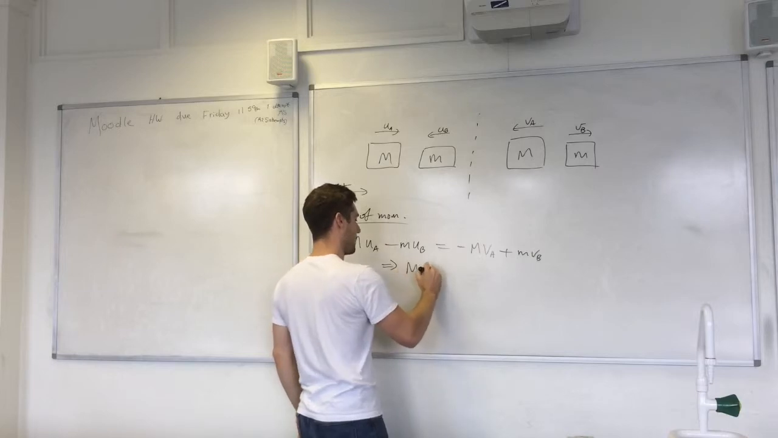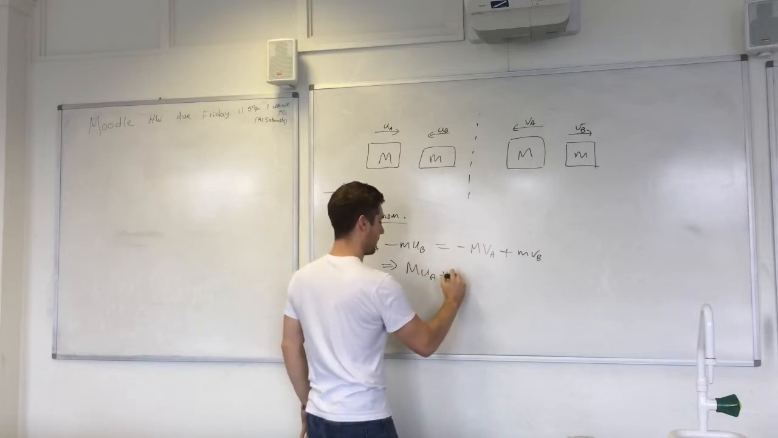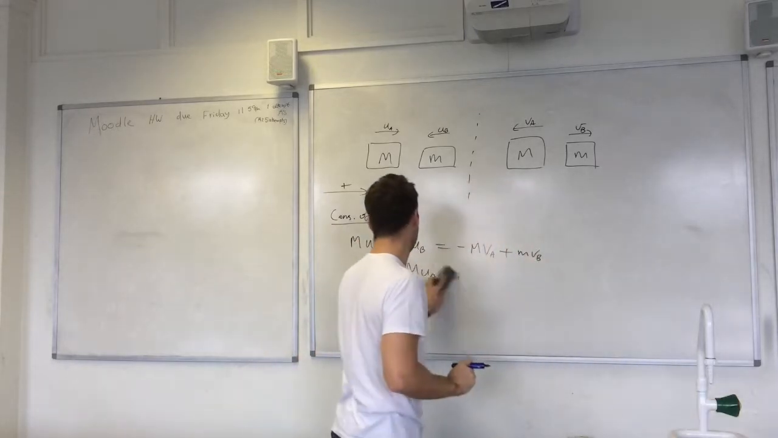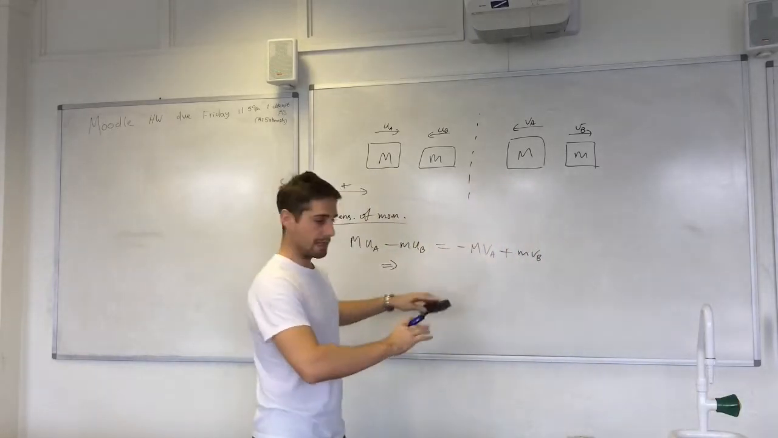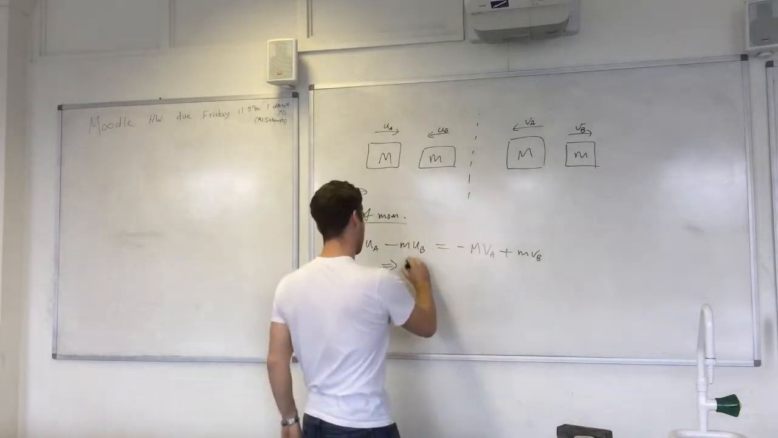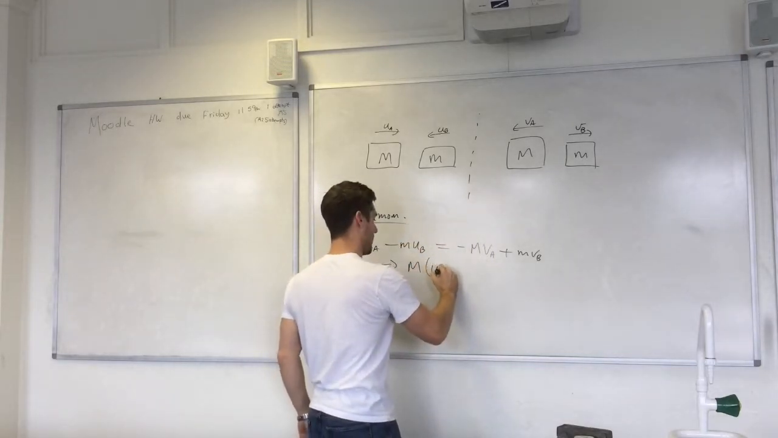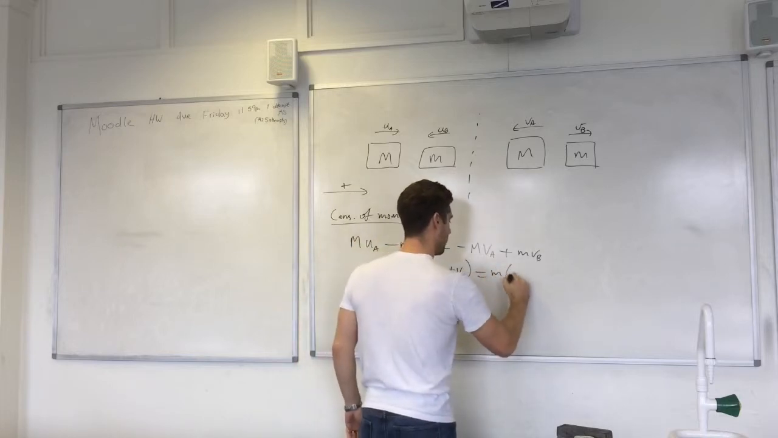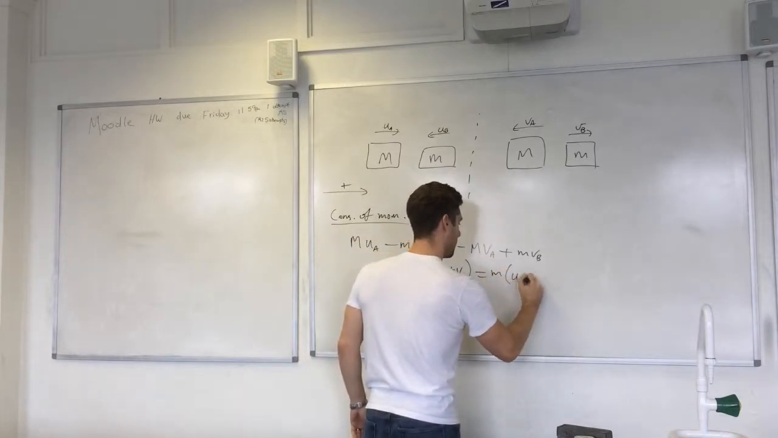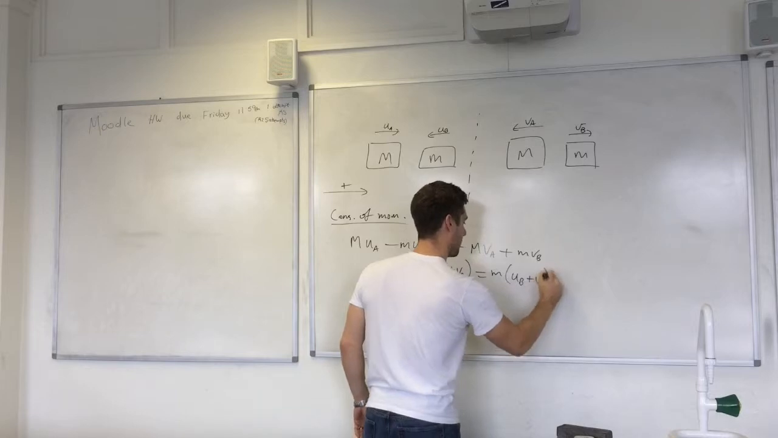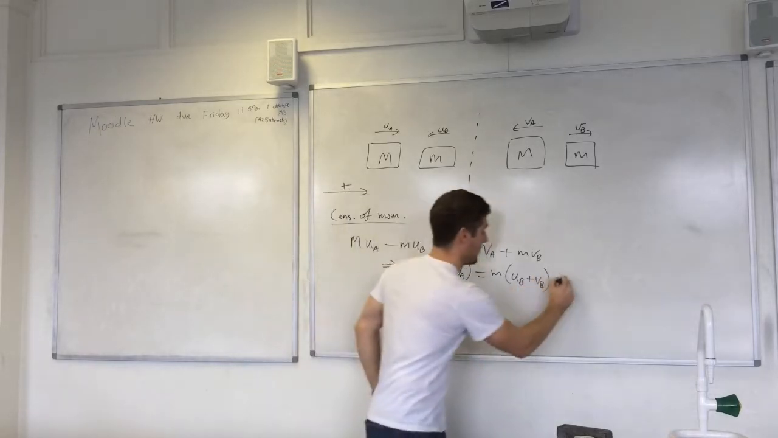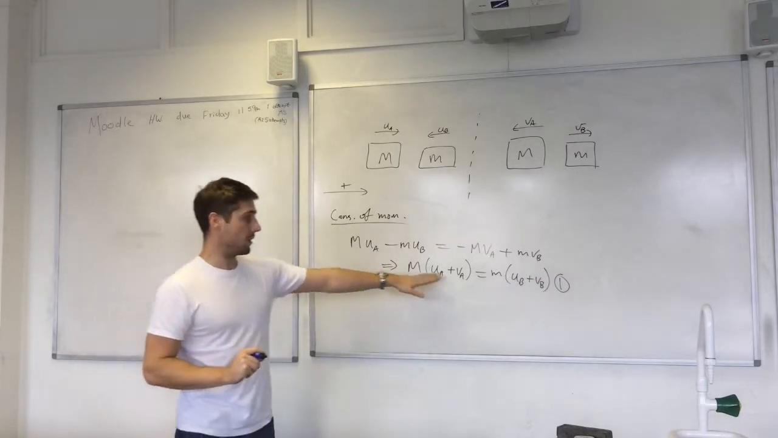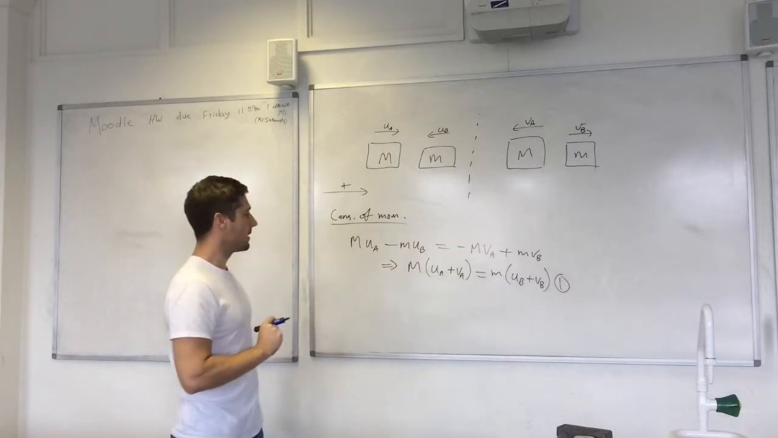Okay, now let's get our M terms together, so our A and B terms. What I'll do is I'll just write it out with the brackets. So it's M(UA plus VA) is equal to little m(UB plus VB). Okay. That's equation 1. So we've got our A and B terms together.